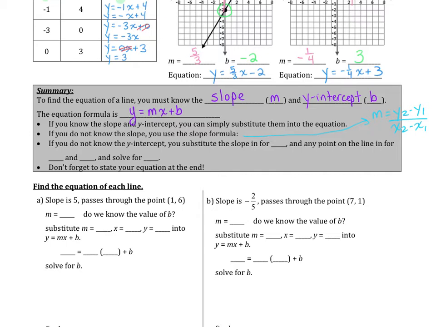If you don't know the y-intercept, what we can do is substitute the slope in for m, and then we would be given another point on the line, and you would substitute that in for x and y, and then you would solve for b. And that's what we're going to start with first. So the first part is I'm going to give you the slope, and I'm going to show you how to find the y-intercept.